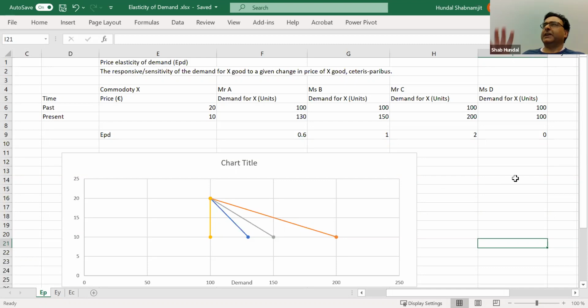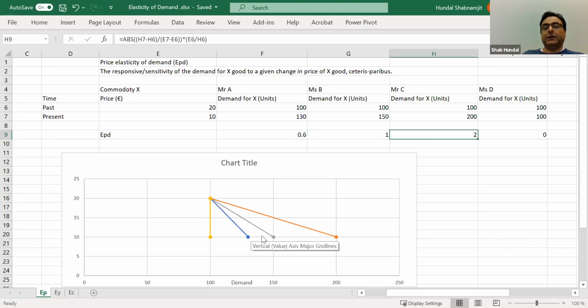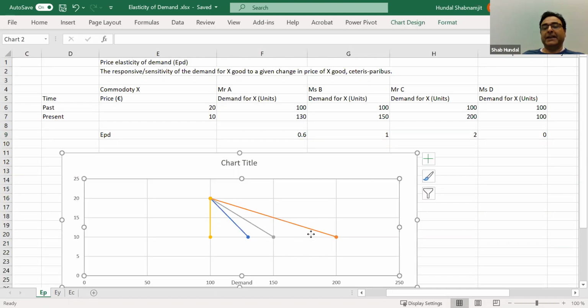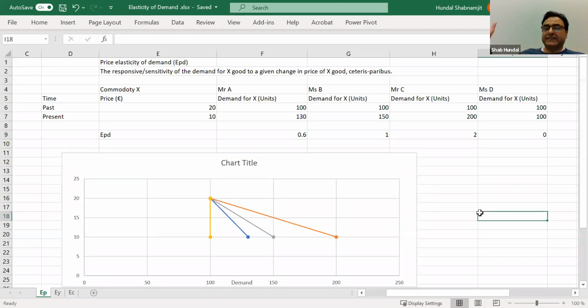So there is some kind of relationship between the slope of the demand curve and the elasticity of demand. As the elasticity of demand increases, 0.6, 1, 2, you see that the slope is becoming less and less. So the demand curve has less slope, or becomes more flat, as the elasticity of demand increases.